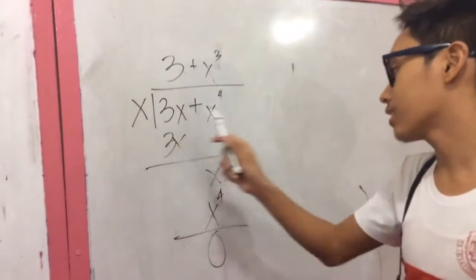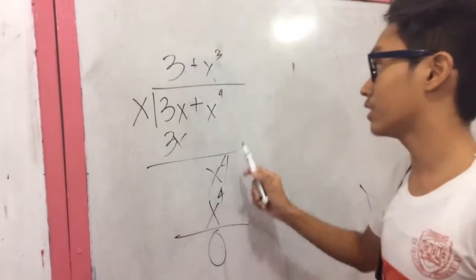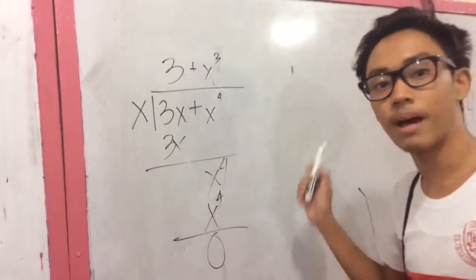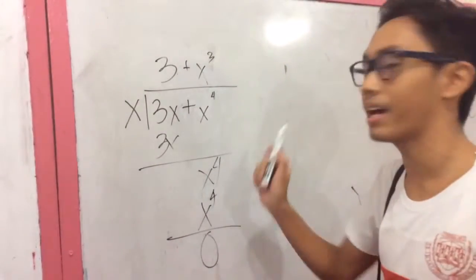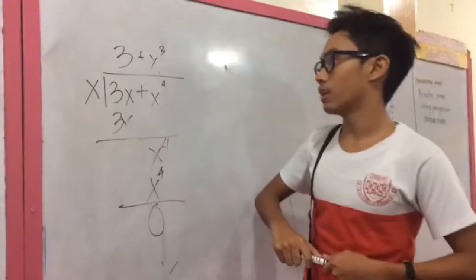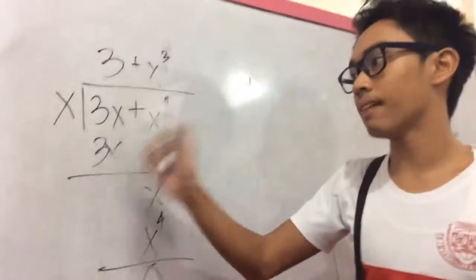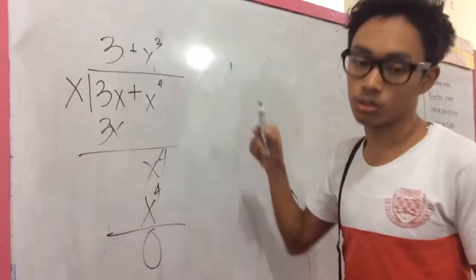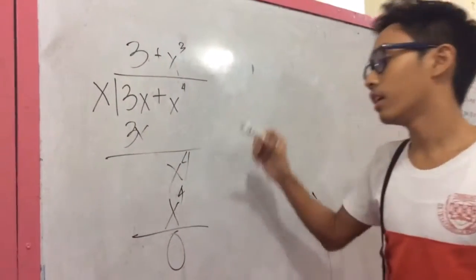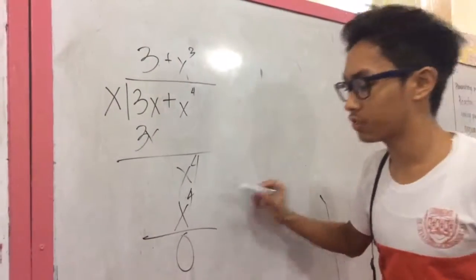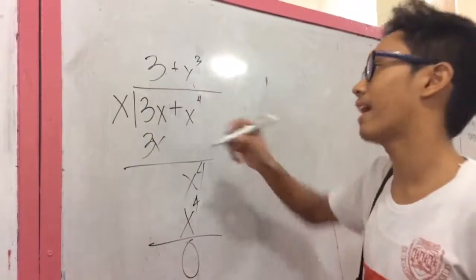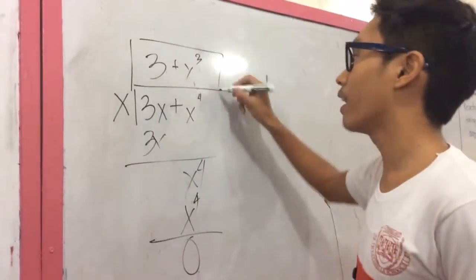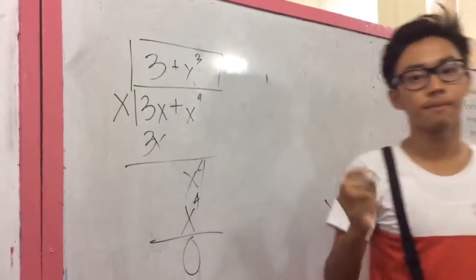So x divided by x raised to 4 is equal to x raised to 3 because you subtract the exponents, which is 4 minus 3 equals 3. So x raised to 3 times x is equal to x raised to 4, since 3 plus 1 in terms of exponents is equal to 4. And x raised to 4 minus x raised to 4 is equal to 0. So that's why the answer is 3 plus x raised to 3.